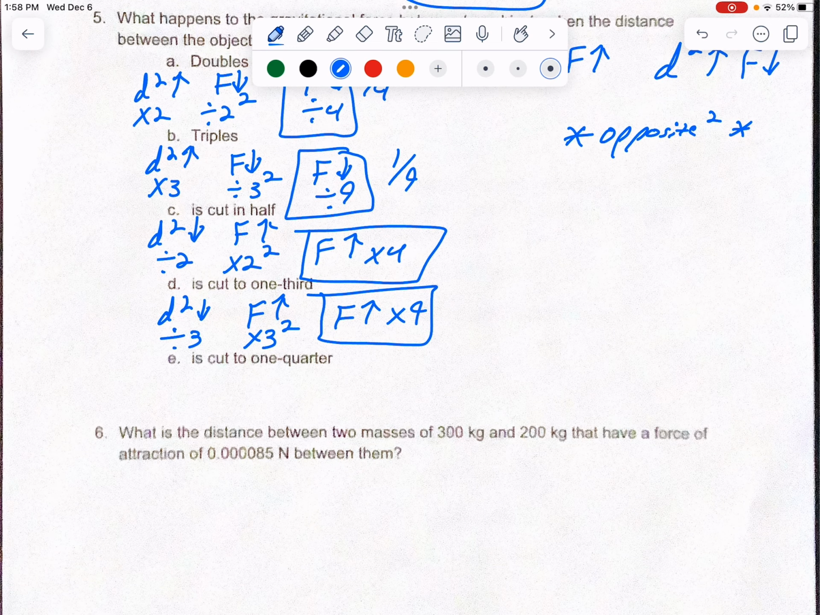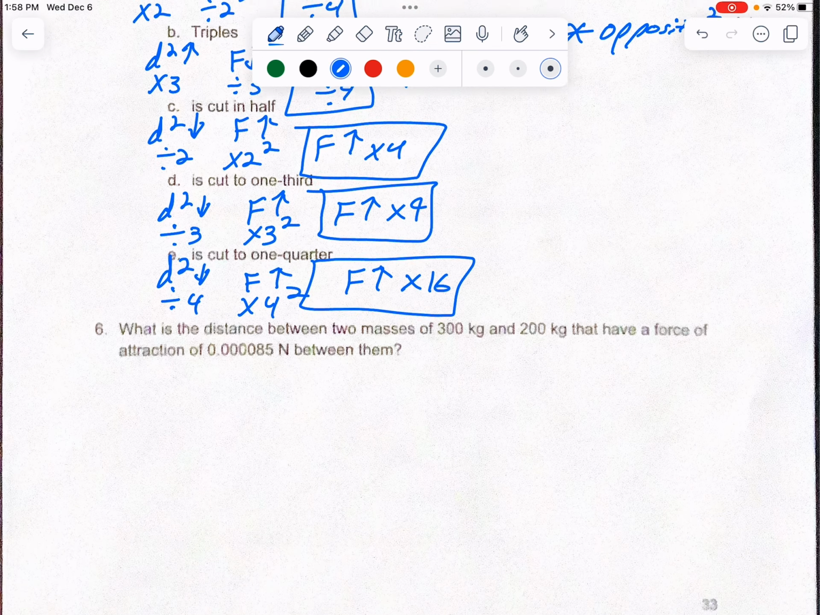And the last one is cut to 1/4. So d squared is going to go down by dividing by 4. So that means force is going to go up by doing the opposite. So instead of dividing by 4, multiply by 4, but 4 squared. So that means your force is going to go up by a factor of 16.